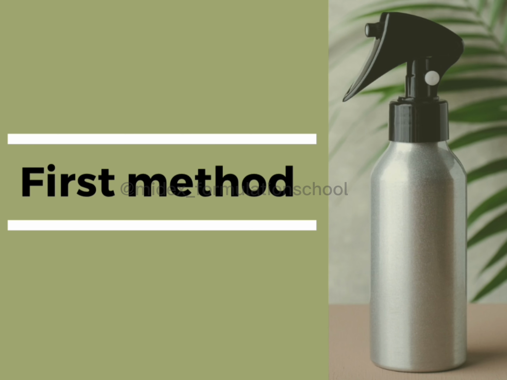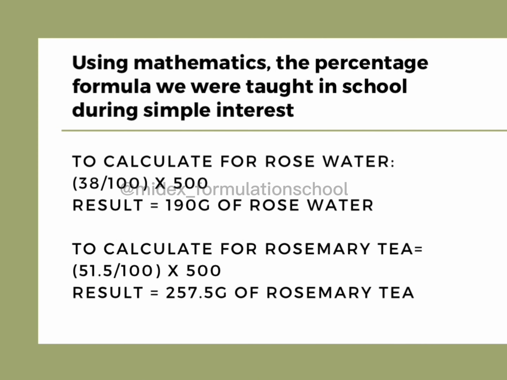Now, the first method I'll be sharing with you is something that we all learned in school when we were learning how to calculate simple interest. So, how do you calculate it? You know that your rose water is 38%, right? So you say 38 over 100 times 500. 500 is your total batch size.